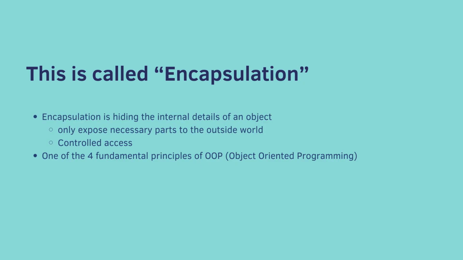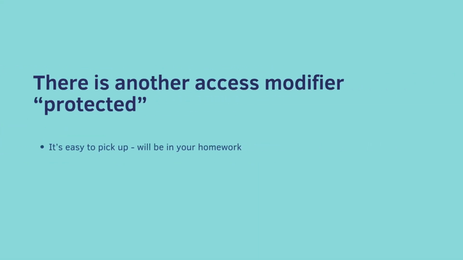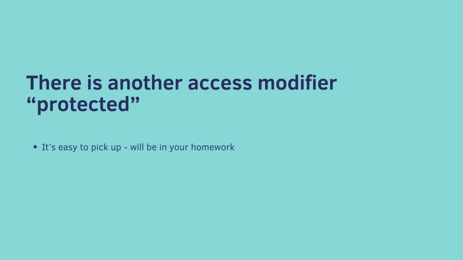Okay, two more things. One is this whole process of making everything private and having getters and setter methods. This is called encapsulation. Encapsulation is hiding the internal details of an object and only exposing necessary parts to the outside world. Basically, controlled access. This is one of the 4 fundamental principles of OOP, or object-oriented programming. We're going to come back to this once we have all 4 of the fundamental principles to review. And there is one other access modifier. It's called protected. It's very easy to pick up. It'll be in your homework.